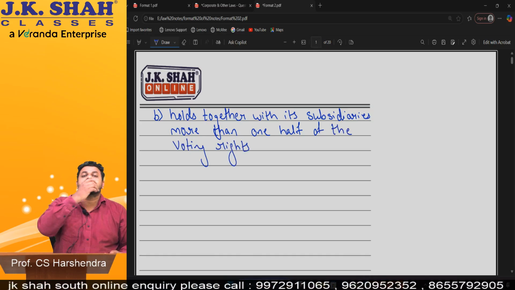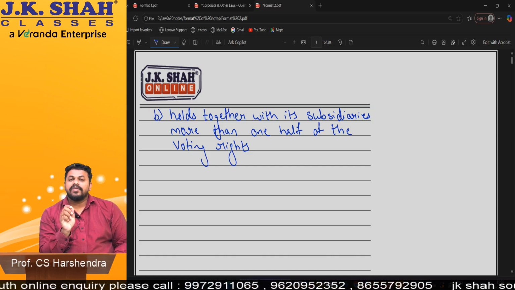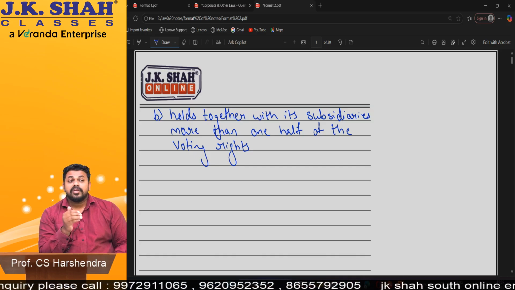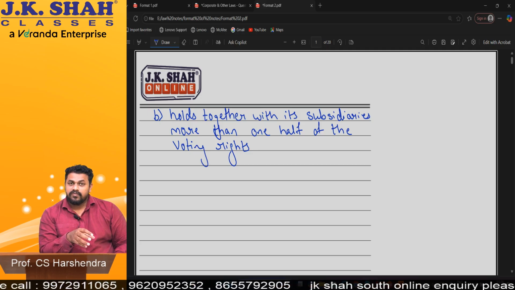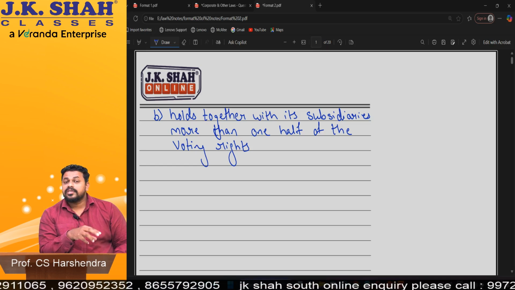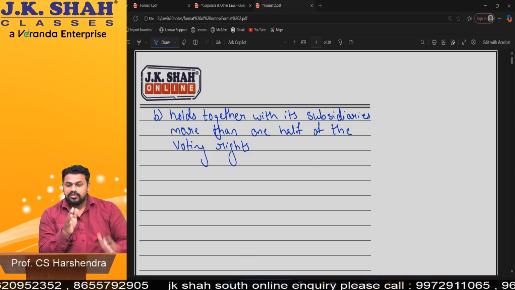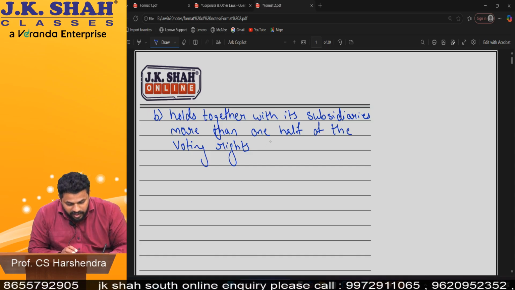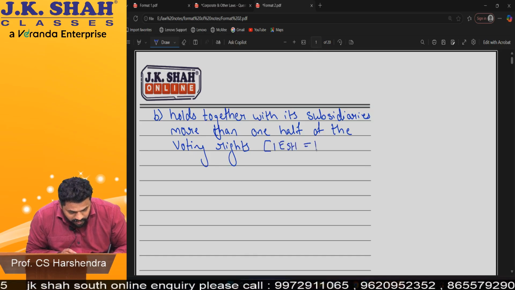Now understand this thing. More than one half of the voting rights means we do the calculation on one equity share, one vote. So in the question they might not give you A Limited is holding this many votes in B Limited. They'll give A Limited is holding this many equity shares in B Limited. So one share, one vote is there. Am I clear with this thing? So if they have given equity share, it is corresponding to the vote only. Okay. So here I am writing here one equity share is equal to one vote.